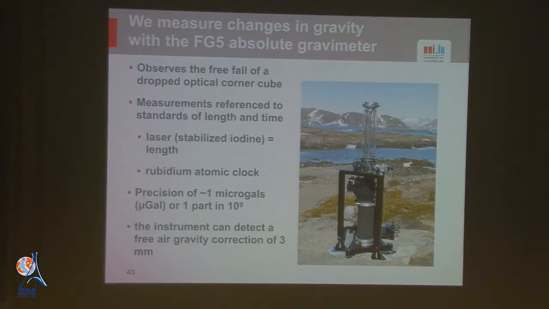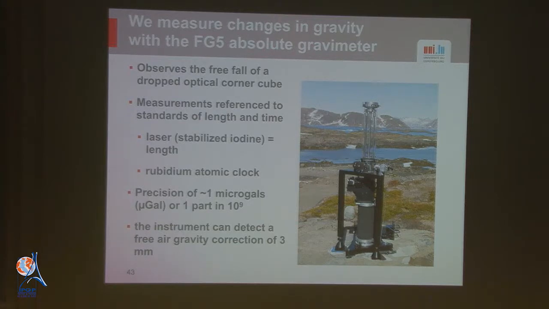But because they gave us that money in the beginning, we were able to find more money, and now we finally have a result. I don't know how many of you have seen the FG5 absolute gravimeter. This is the latest generation with a transparent dropping chamber. It observes the free fall of a corner cube. It uses lasers as the length standard, and it uses a rubidium atomic clock as the time standard, and we get a precision of 1 microgal, or about 1 part in 10 to the 9th. It's measuring the free fall of the corner cube, little g, wherever we set it up.